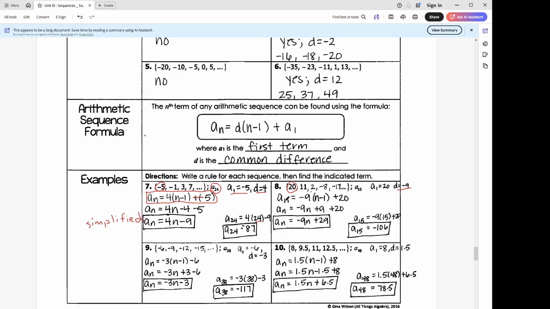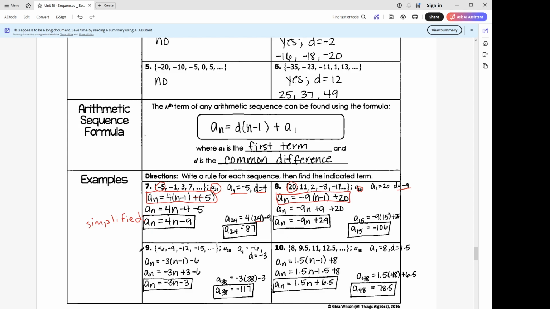So when you plug it in, you end up with two formulas. Again, you can either leave it like this, or you can simplify it by distributing the -9 in to get this next line here, and then 9 and 20 make 29. So again, either one will work. In this case, they want the 15th term. You plug in 15 to the formula, again, either this one or this one. And when you simplify it, you get -106. That means the 15th term in this list, if you kept going, would be -106.